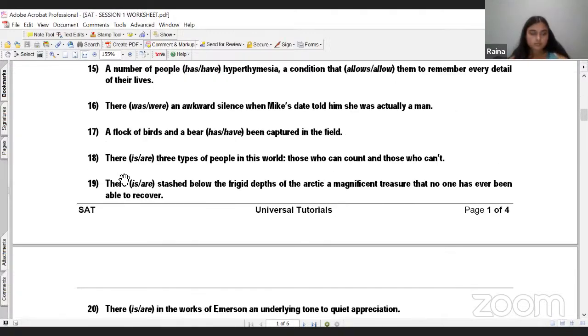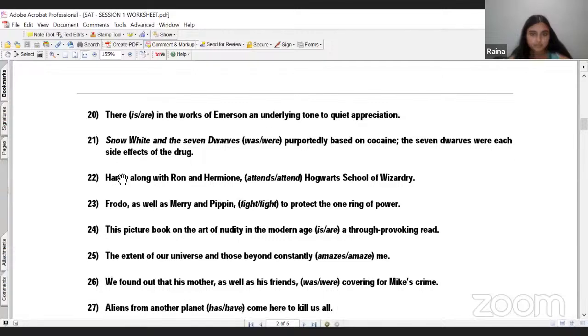23. Now you tell us your logic. She just explained this to you now. Frodo as well as Merry and Pippin. What will you write instead of this? B. Okay, then what? What did you write? What was your answer? Fight.